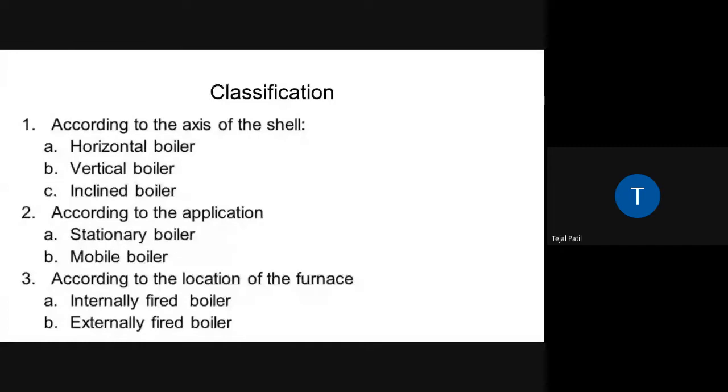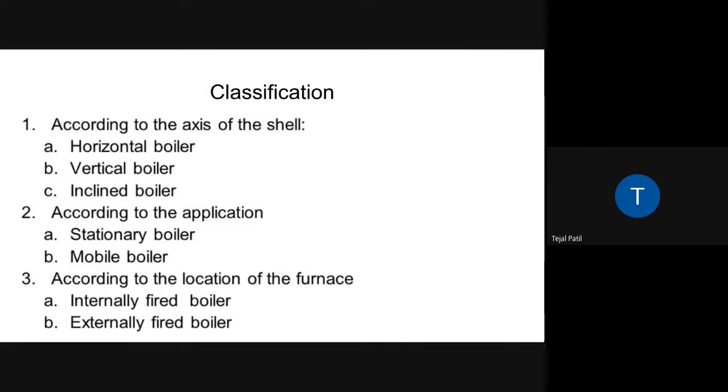Then the next one is according to the application, that is, where your boiler is going to be used. Let's say if it is used for a power plant, then it has to be stationary. And the next one is some industries need steam to be supplied at different locations. Okay, but they don't need a very heavy amount of steam, right? So in that case they can use mobile boilers.